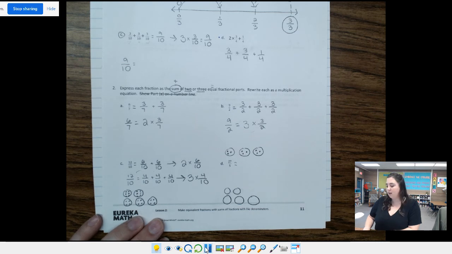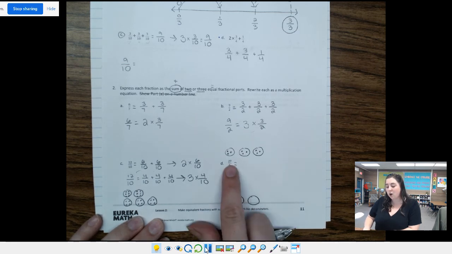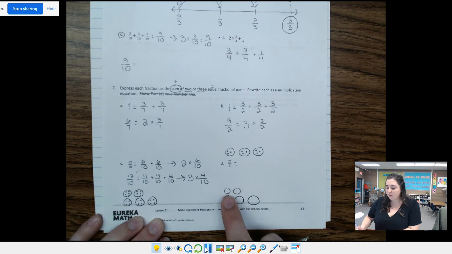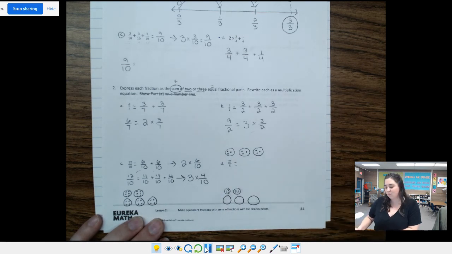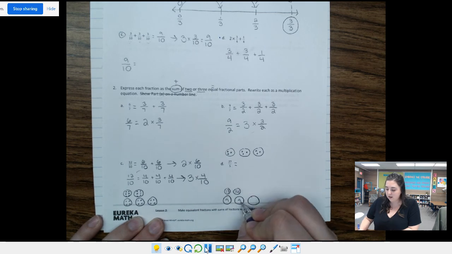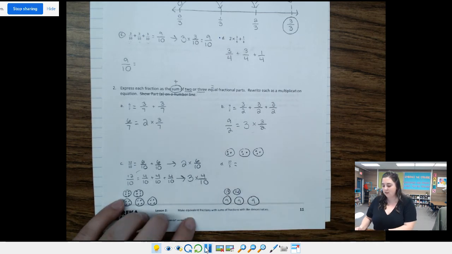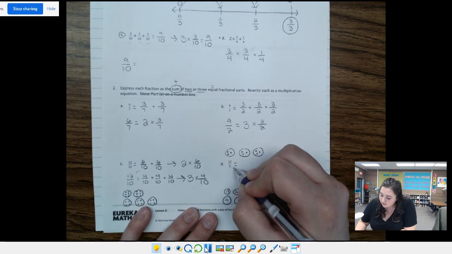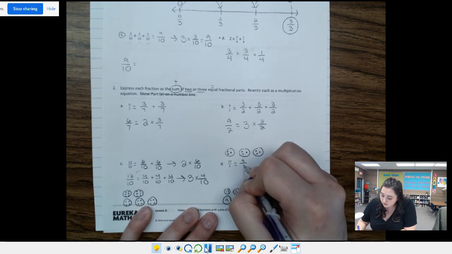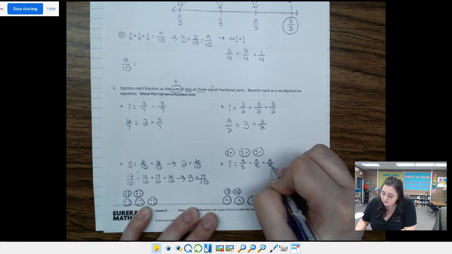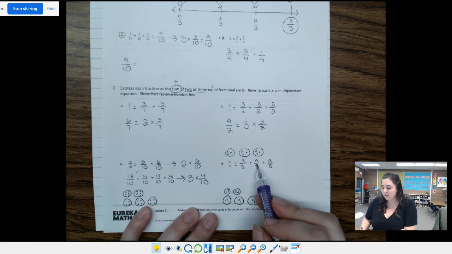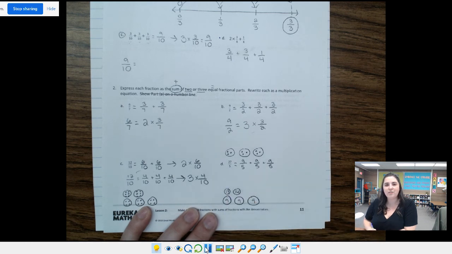27 is a little tricky. You couldn't split it evenly. It's an odd number. So in one group, you'd end up having 13. In the other group, you'd have 14. Can't work out evenly. But it does work in 3 groups. You'd have 9, 9, and 9. So 27 fifths, I'd have 9 fifths plus 9 fifths plus 9 fifths. 9 fifths plus 9 fifths plus 9 fifths is 27 fifths.